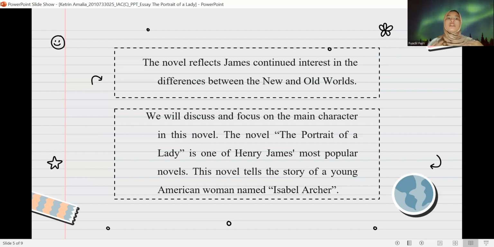Isabel Archer is a passionate and extraordinary soul. She was targeted by a cunning person because she inherited a large amount of money from her uncle. Before the uncle passed, she ventured to England in pursuit of cultural broadening and attracted the attention of numerous suitors.